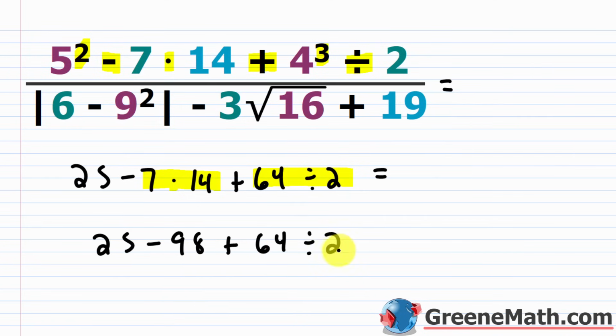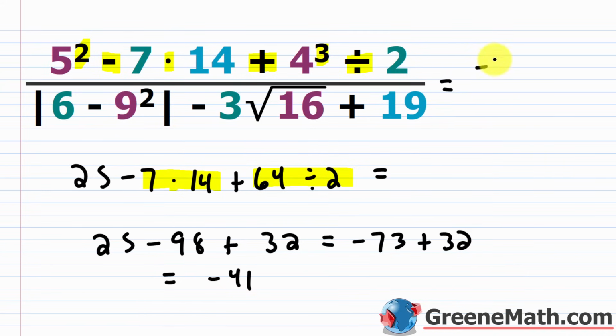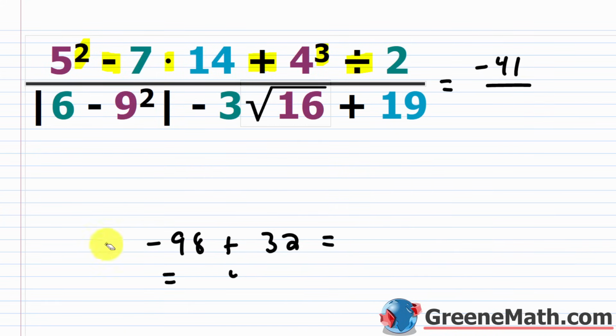So the next highest priority here, since this is subtraction and this is addition and this is division, is the division. So 64 divided by 2 is going to be 32. So let's write this as 32, okay? And then from here, we can just do the subtraction and the addition from left to right. So 25 minus 98 is negative 73. So let me write negative 73 plus 32. And then negative 73 plus 32 is going to give me negative 41. Okay, so let me write this up here for the numerator. And now let's just focus on the denominator, and then we can do the main division.